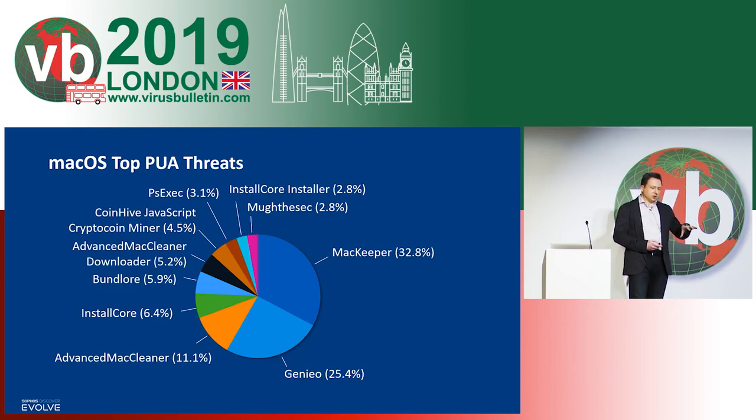I won't touch the top malware families. It's not that interesting. There are not too many of them. But if you look at the top PUA families, then it's a crowded space. There is a bit of competition. The bulk of the reports come from MacKeeper, followed by Genio, Advanced MacCleaner, Install Core, bundleware, and other families.